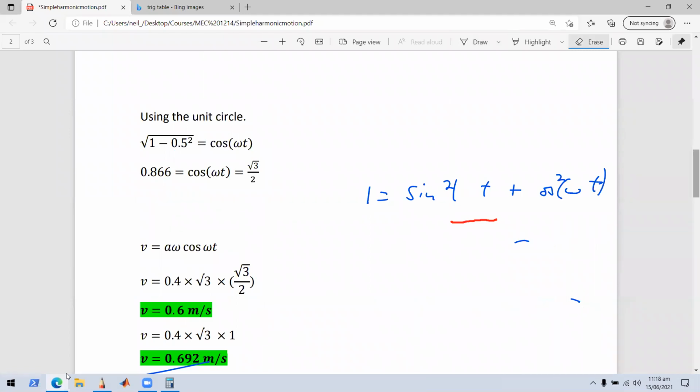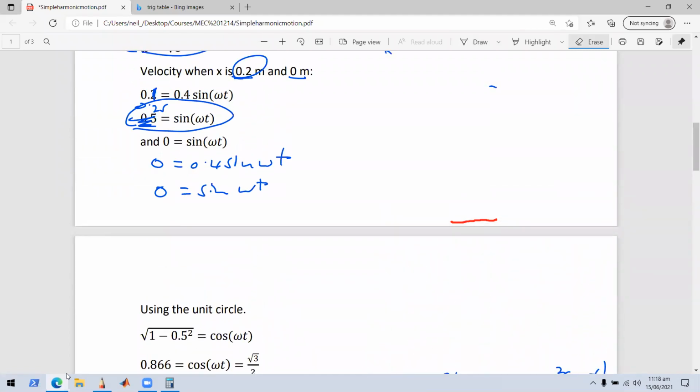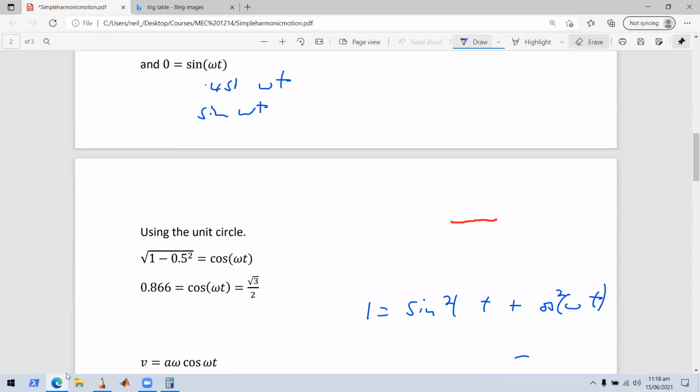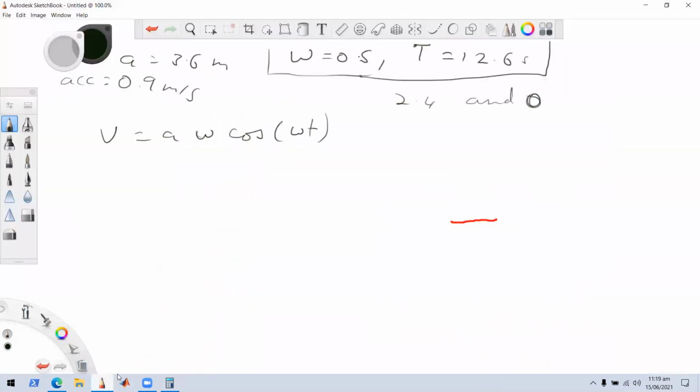Just remember, it's the same thing we're doing for 0.2 and 0 meters. It's just that 0 meters is easier because we already know what the answer is going to be. Technically, it's 1 minus 0 squared, which is just the square root of 1, which is 1. So we already know it's 1 because we've done it before. So this here, at 0, is going to be 1.